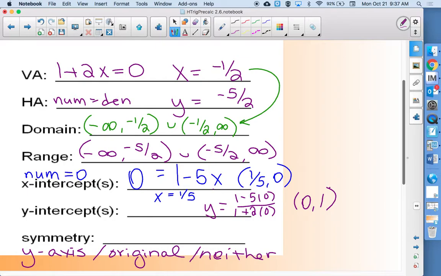Does this graph have y-axis symmetry, meaning the y-axis cuts it in half? Origin symmetry, meaning it's directly reflecting over the origin. So I have the same graph in the first or the third quadrant, I have the same graph in the second or fourth. And if you say no to both of those, then there wouldn't be any symmetry. So does this graph have symmetry? Questions?